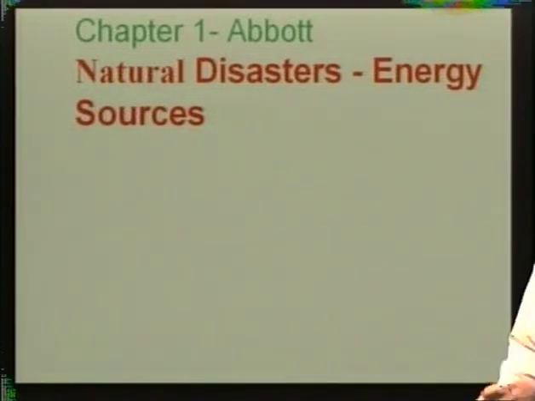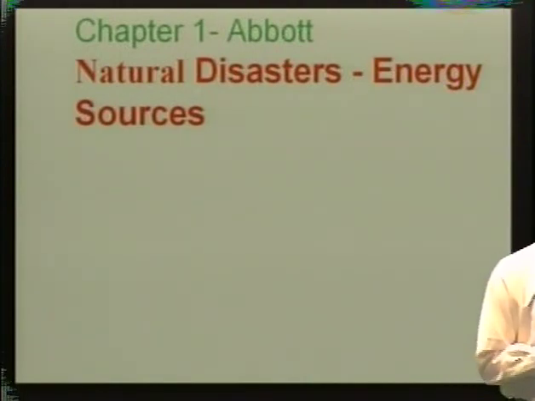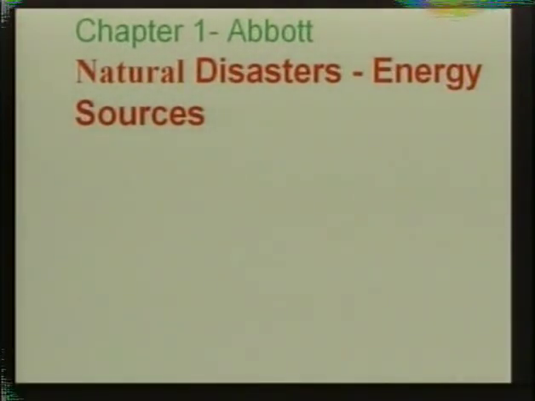So this is chapter 1. This is kind of an introductory chapter in your Primus text. And this particular chapter focuses on some processes and cycles and energy sources for these processes. So this is chapter 1 in Abbott's textbook. It's titled Natural Disasters, Energy Sources.